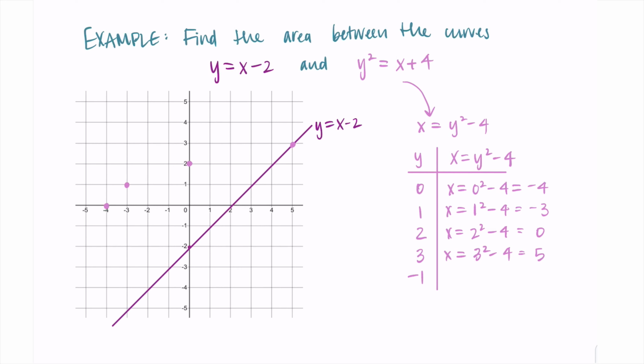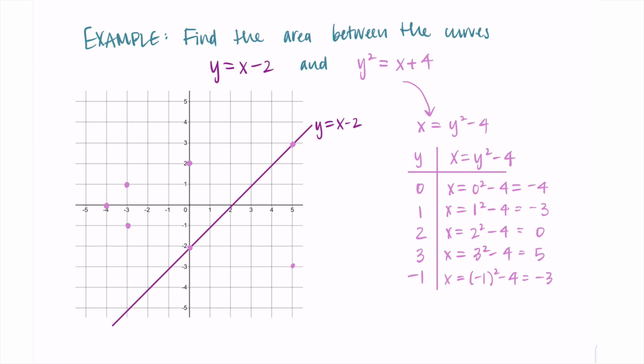And then let's do -1. Maybe actually this will be enough. So now we have -1 squared minus 4. That's 1 minus 4, which is -3. So this is telling me at -3 on the x, I also have -1 on the y. So what's happening here is because that y value is squared, it is symmetric in this way. So I'm going to just graph those other points.